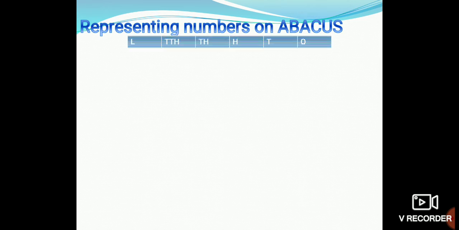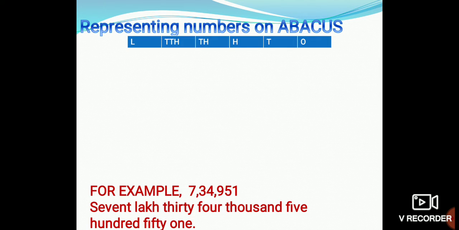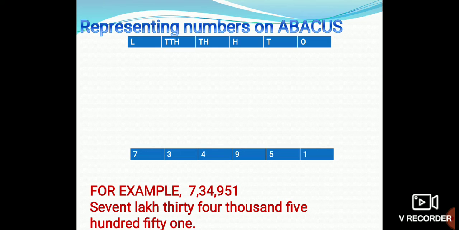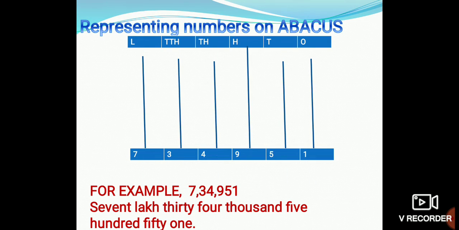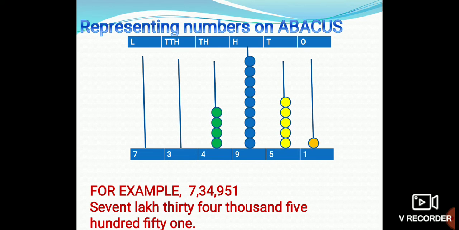Representing numbers on abacus. For example, we have to represent 734951. What we are going to do is place the number of beads given in the spikes of the respective place values. In ones we will place 1 bead, in tens 5, in hundreds 9, in thousands 4, in ten thousands 3, and 7 in lakhs. This is how we represent numbers on the abacus.